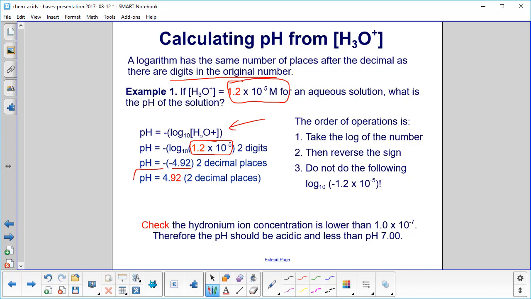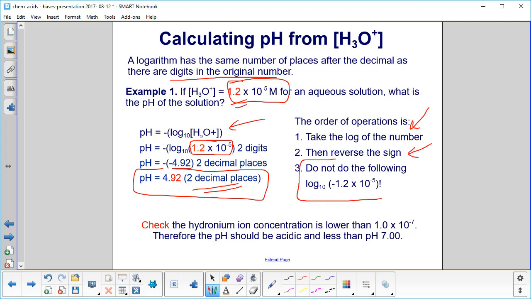Multiply it by -1, and here's our pH. So there's our 2 decimal places, because we had 2 digits in the original number multiplied by the 10 to the minus 5. So here's our order. Take the log of the number first, then reverse the sign when you multiply it by -1.